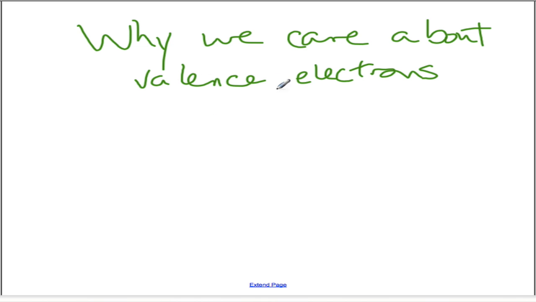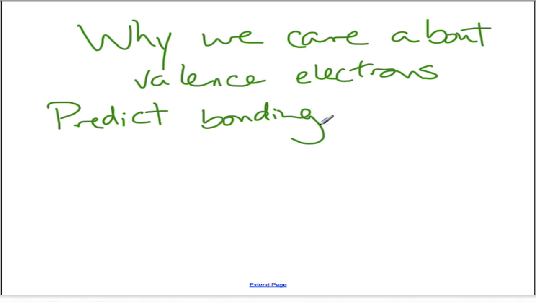So why do we care about valence electrons? Well, I think the most important thing that you'll see is we can use them to predict bonding. That's our next big topic, the idea of bonding, taking elements and bringing them together, bonding them together to make compounds, and we are going to use the Lewis dot diagrams to help us do that.